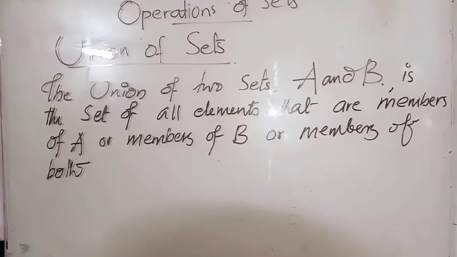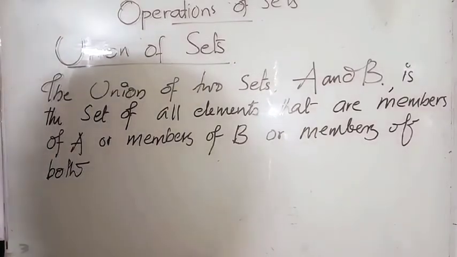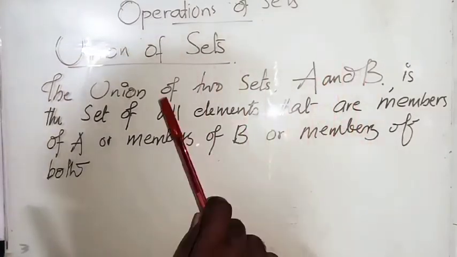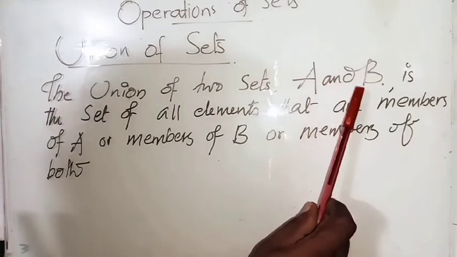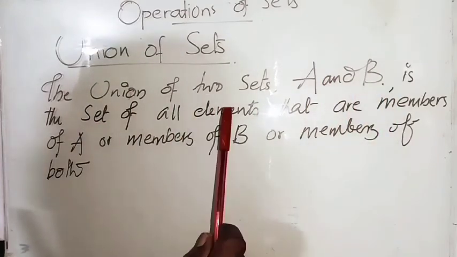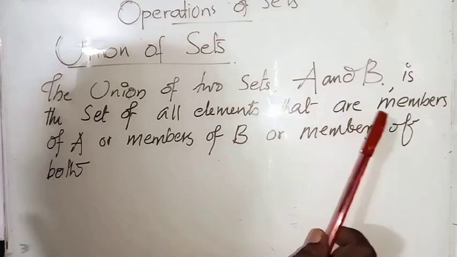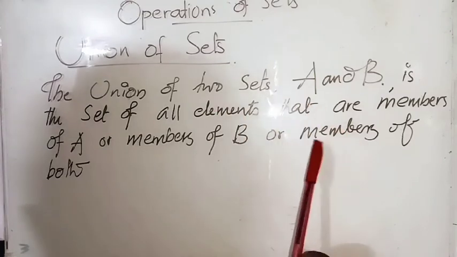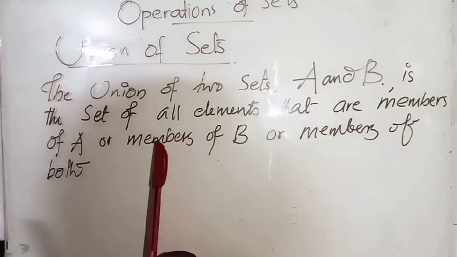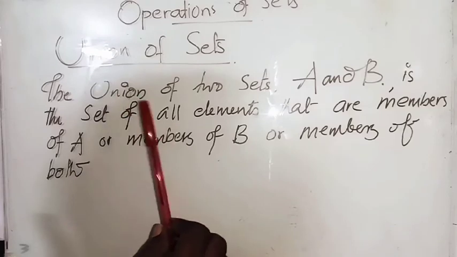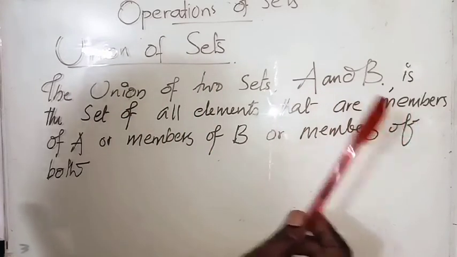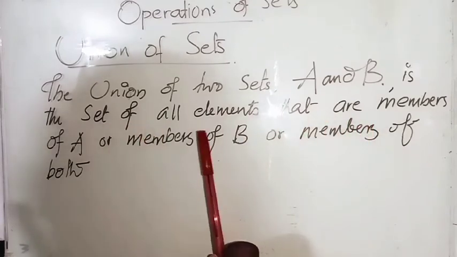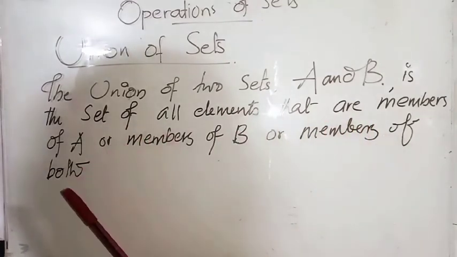Union of sets. Let's take two sets A and B. Then the union of two sets A and B is the set of all elements that are members of A or members of B or members of both. Read once again. The union of two sets A and B is the set of all elements that are members of A or members of B or members of both.